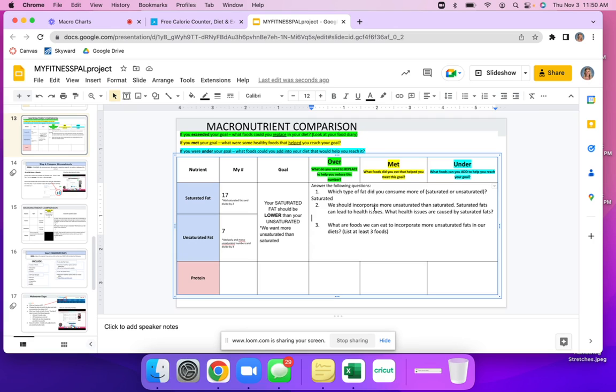Saturated fats lead to health issues. What health issues are caused by saturated fat? So we've talked about this in class. You would give me the correct answer to this question. And then it's saying what foods can we eat to incorporate more unsaturated fats in our diet? So then you would list 3 examples of foods that contain unsaturated fats. Once you do that, you have completed this portion.